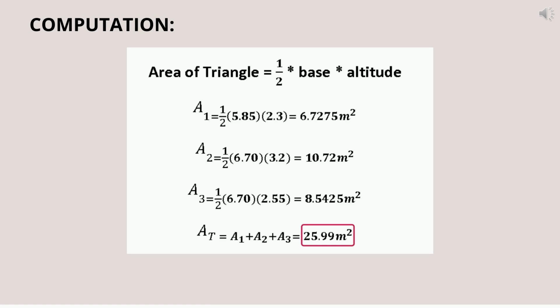And then we are going to get the summation of all 3 triangles. And then we have a total of 25.99 meters squared.